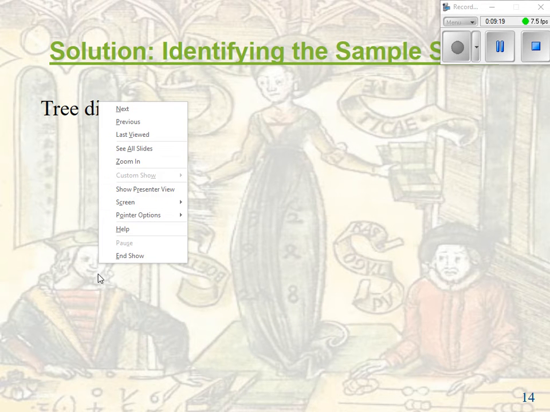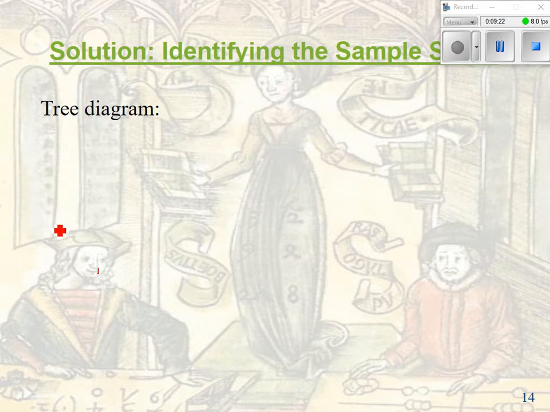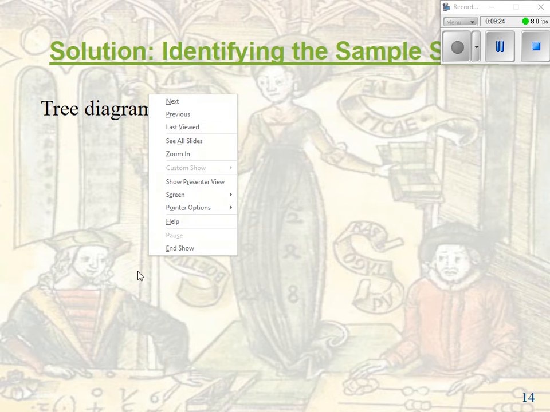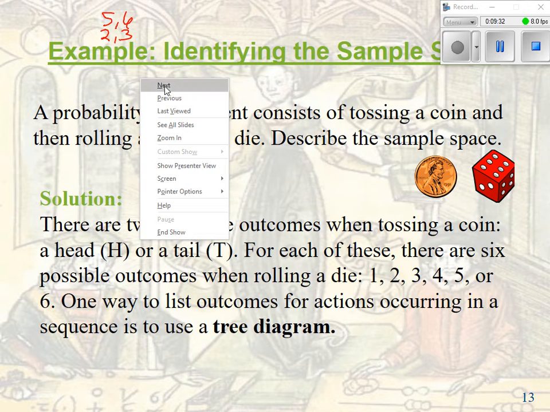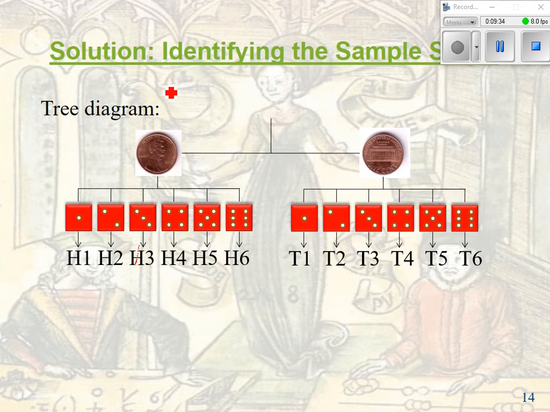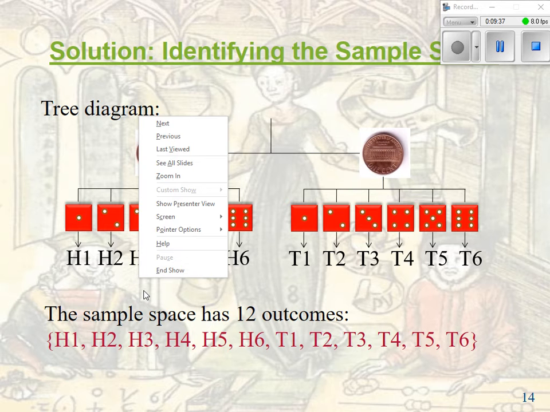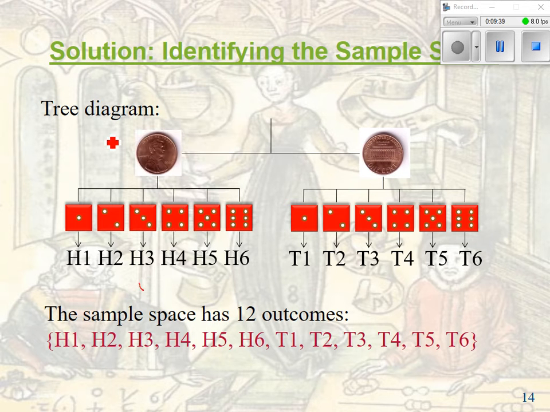We make this tree diagram for that problem. Now I have to remember what it was. So we want the probability that you're tossing a coin and then you roll a 6-sided die. I'll just use the picture. I was going to make mine. So we could get a head.